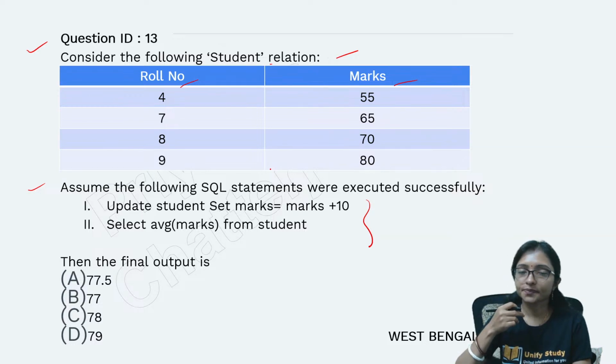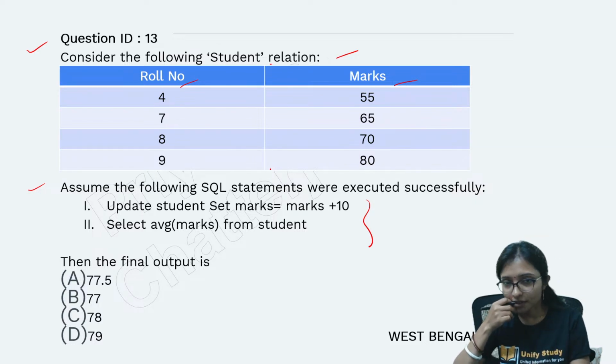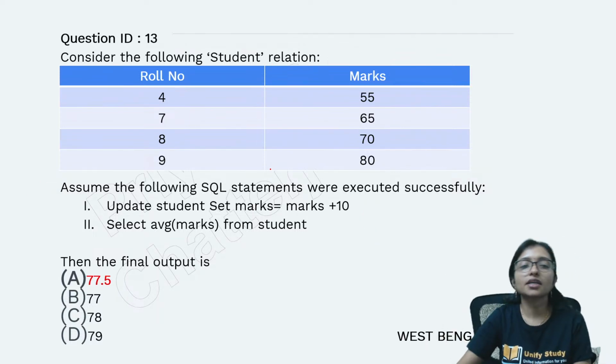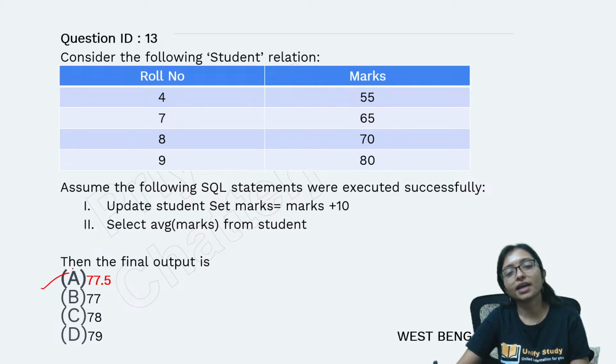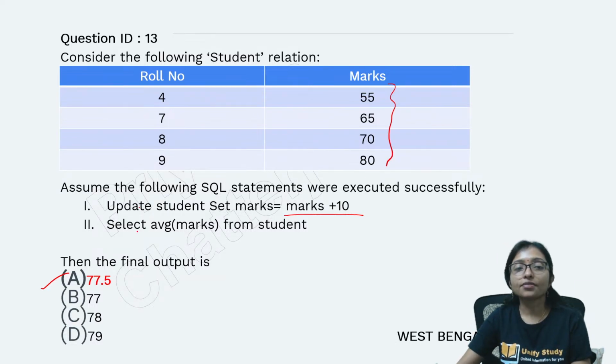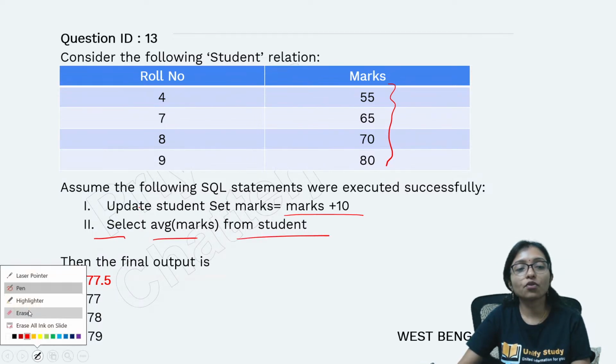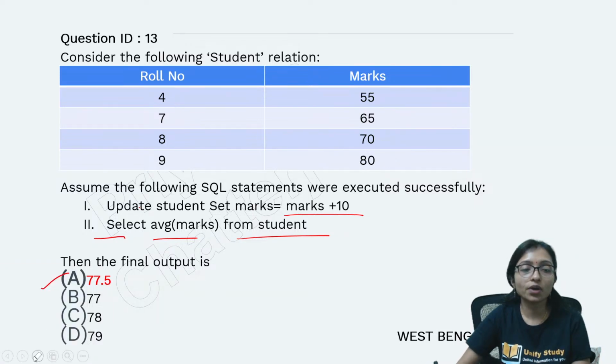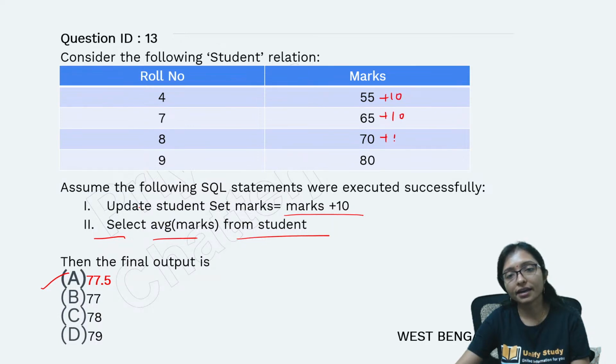Answer. Yes, here your answer will be 77.5, because what we are doing? Update student set marks equals to marks plus 10. I am doing marks equals to marks plus 10 here. After that, select average marks from the student. Actually, for each and every value I am going to add 10. First of all, I will update the value. I will add 10 here.